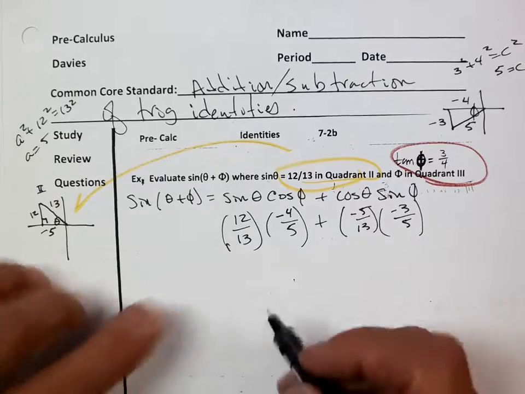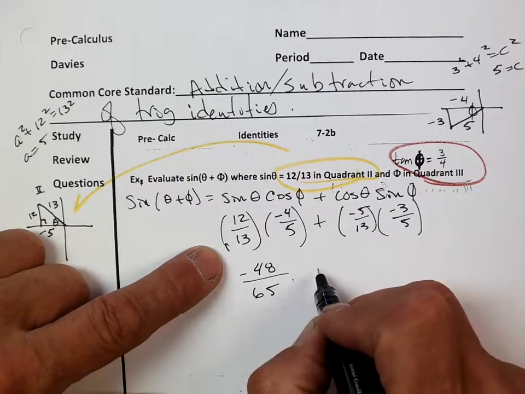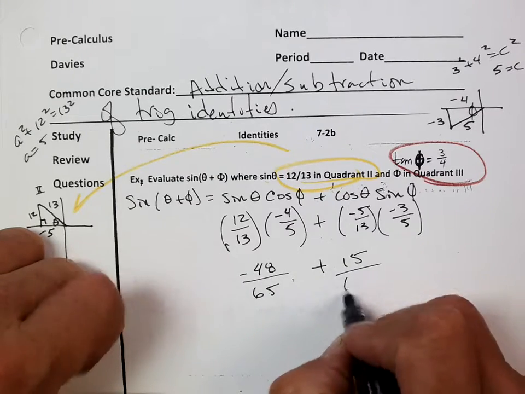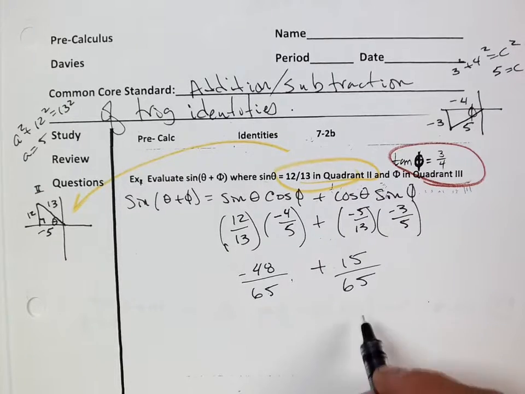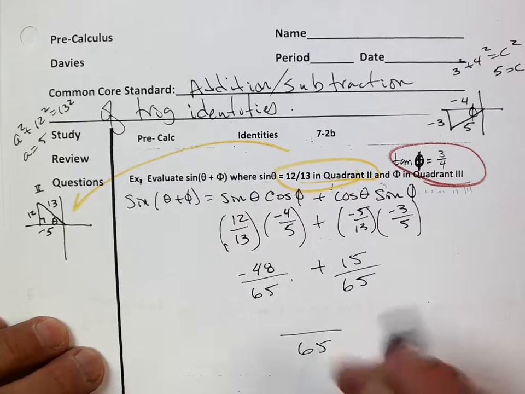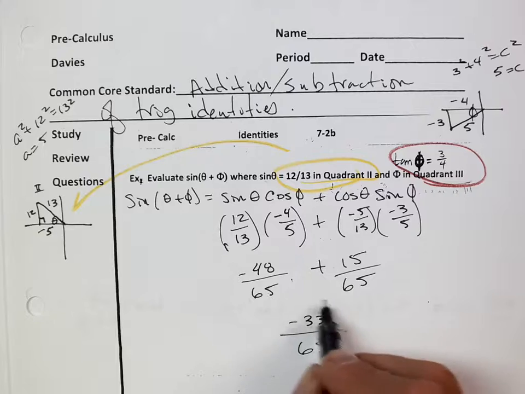So, I'm just going to simplify it. Negative 48/65 plus 15/65. So I'm just multiplying fractions, right? That's all. They already have a common denominator, and that's 65. And what's negative 48 plus 15? I think it's negative 33. So that is your answer.